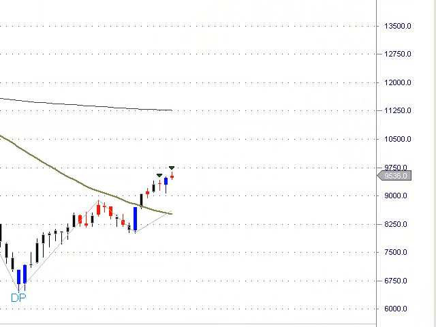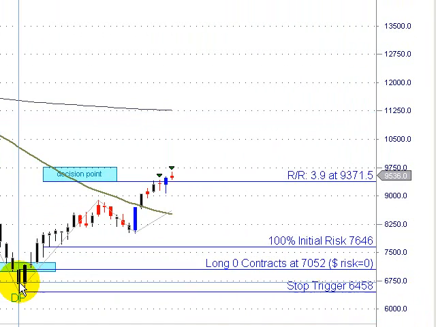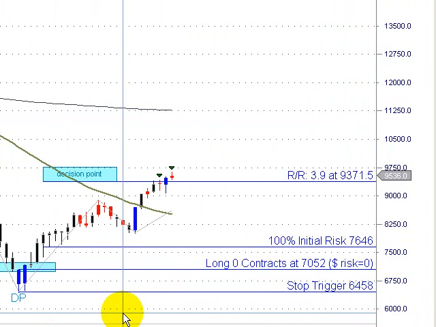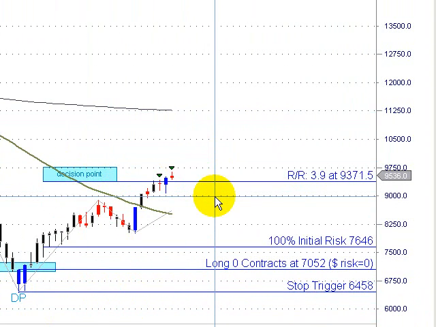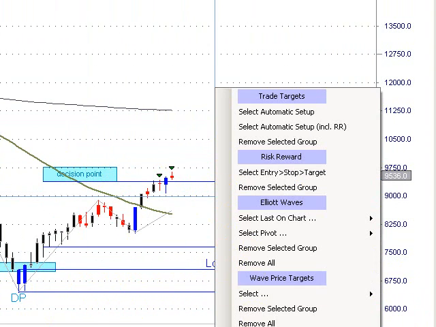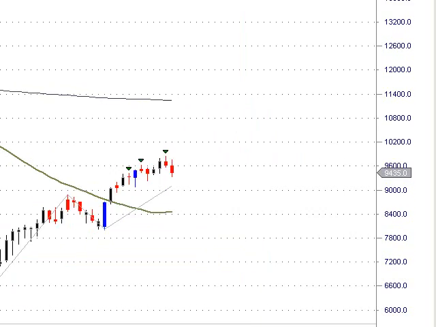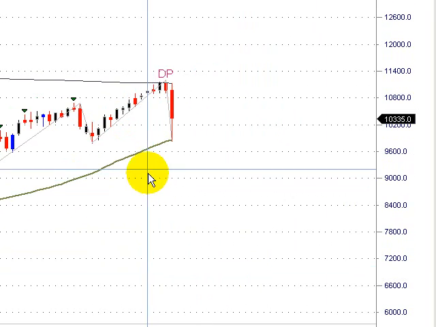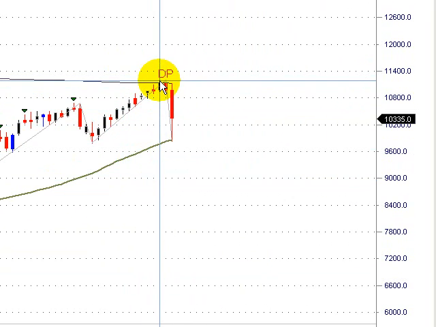In fact, if I simply click on the bar here, that would set up our trade for us. So we had confirmation on the daily and the weekly that a top may be in.